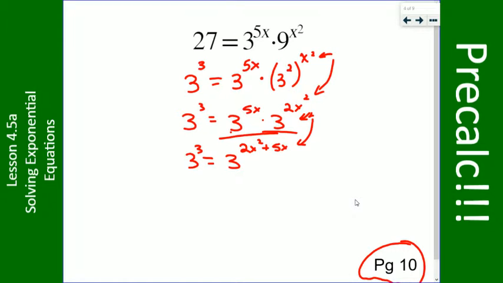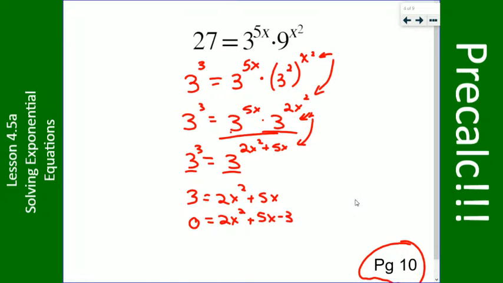Okay, but once we're back here, we can say that 3 equals 3. So in order for this to be a true statement, our exponents have to be the same. So 3 equals 2x squared plus 5x. And then since it's a quadratic, we want to get everything equal to 0. 0 equals 2x squared plus 5x minus 3.